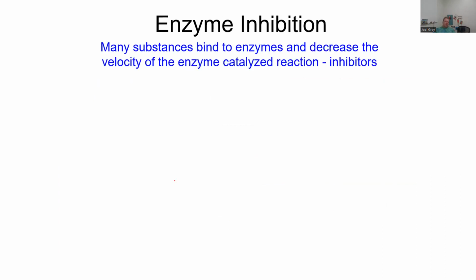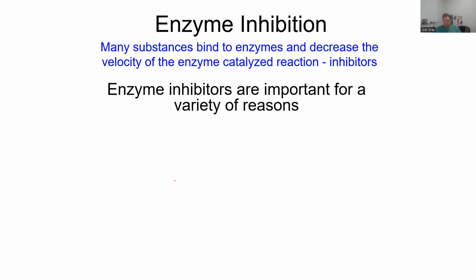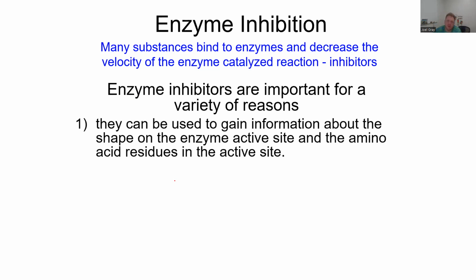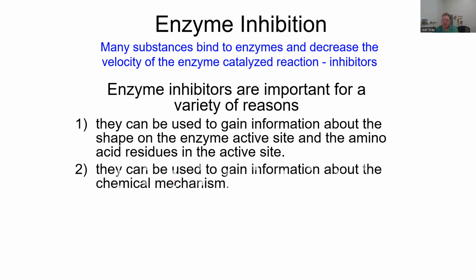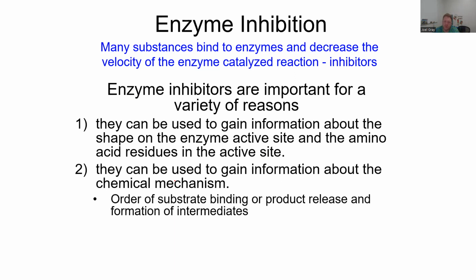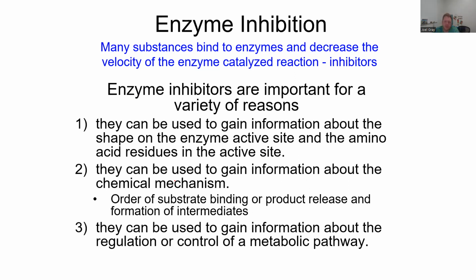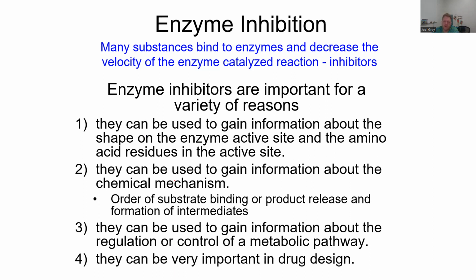Now, enzyme inhibition. Many substances bind to enzymes and decrease the velocity of the enzyme catalyzed reaction. These are known as inhibitors. Enzyme inhibitors are important for a variety of reasons. They can be used to gain information about the shape of the enzyme active site and the amino acid residues in that active site. They can be used to gain information about the chemical mechanism, the order of substrate binding or product release, and formation of intermediates. They can be used to gain information about the regulation or control of the metabolic pathway. And finally, they can be very important in drug design.